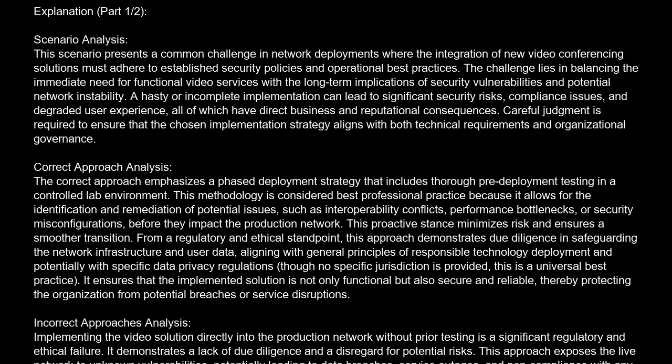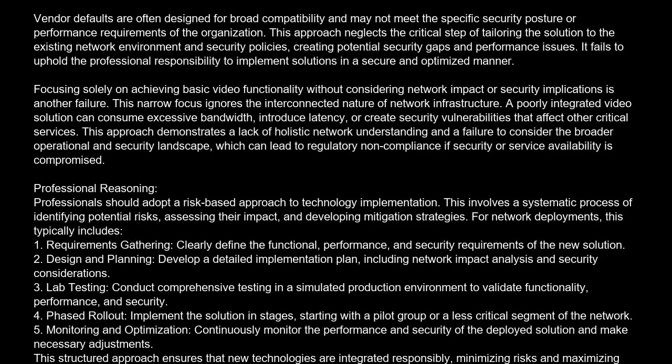Deploying the video solution with minimal configuration changes and relying solely on vendor defaults is also professionally unacceptable. Vendor defaults are often designed for broad compatibility and may not meet the specific security posture or performance requirements of the organization. This approach neglects the critical step of tailoring the solution to the existing network environment and security policies, creating potential security gaps and performance issues. It fails to uphold the professional responsibility to implement solutions in a secure and optimized manner.